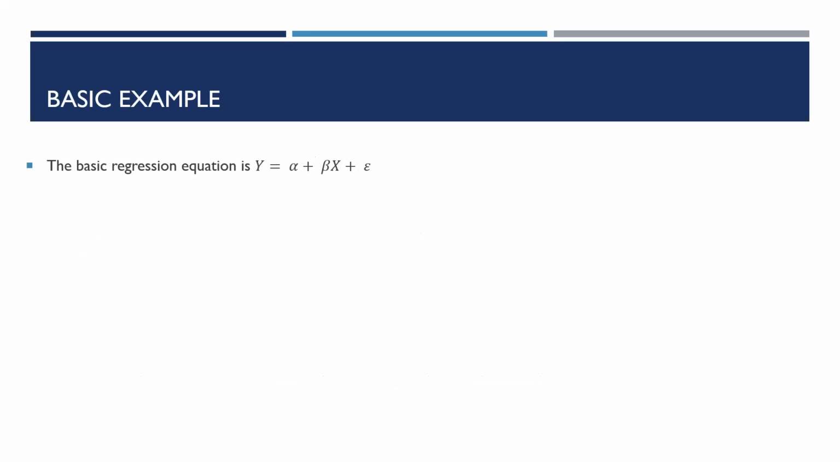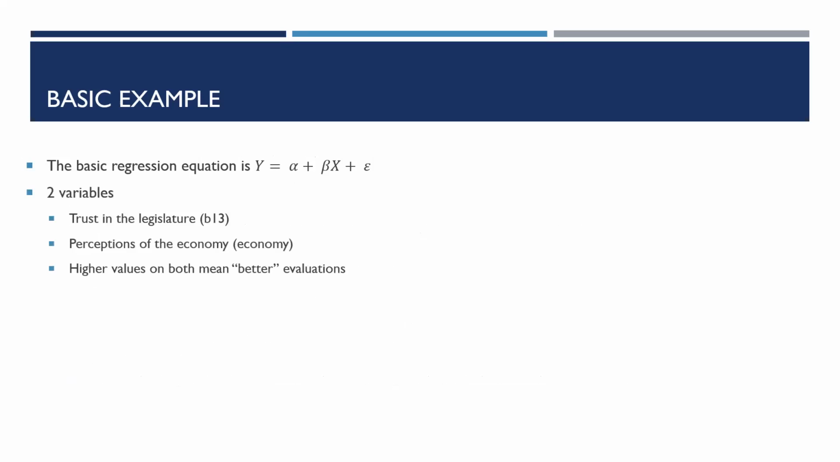Okay, so let's look at an example. Again, we've got our basic regression equation, y equals a plus bx plus error. And we can think of two variables from survey data. This particular data comes from the Latin American Public Opinion Project. So we've got a variable that measures trust in the legislature on a 1 to 7 scale. 7 is more trust, 1 is no trust. We've got a question about perceptions of the economy. Higher values on that correspond to better evaluations.